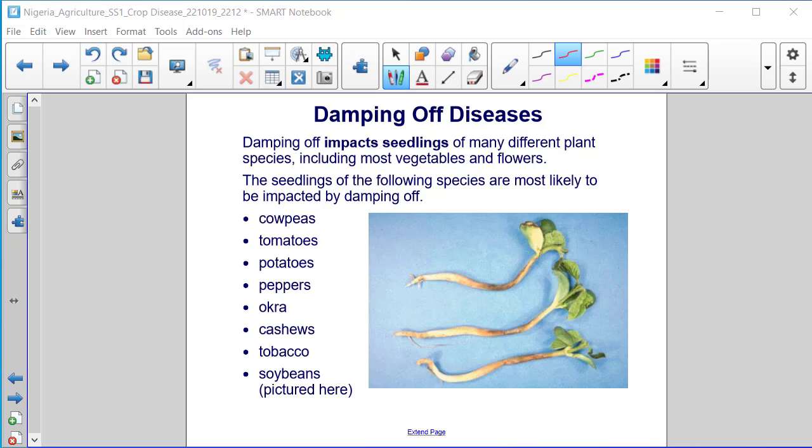Damping off impacts seedlings of many different plant species, including most vegetables and flowers. The seedlings of the following species are most likely to be impacted by damping off: cowpeas, tomatoes, potatoes, peppers, okra, cashews, tobacco, and soybeans, as pictured.